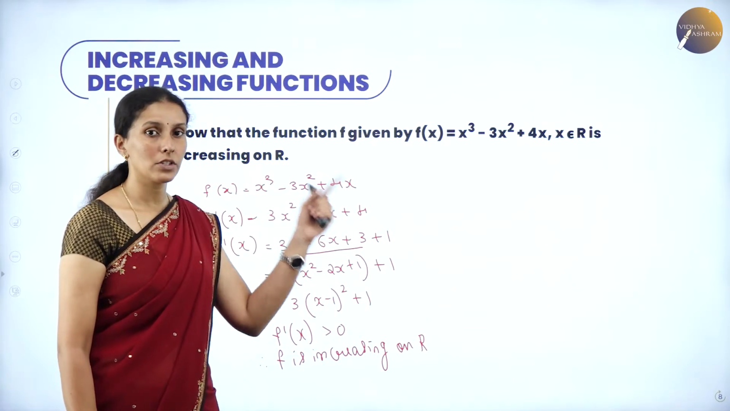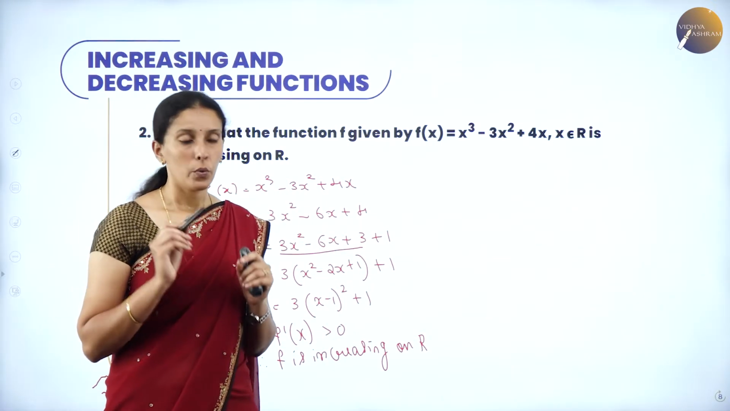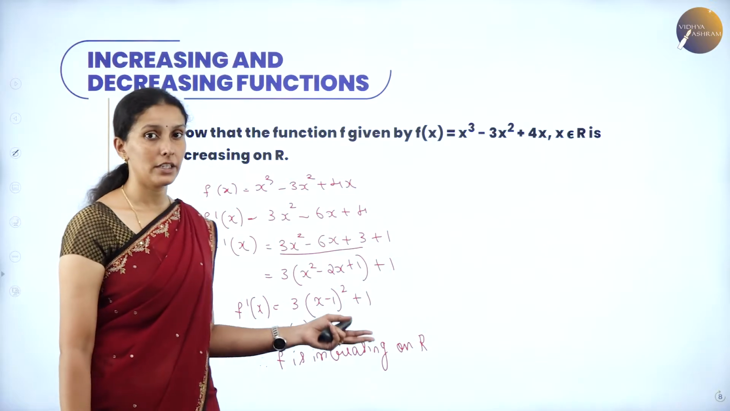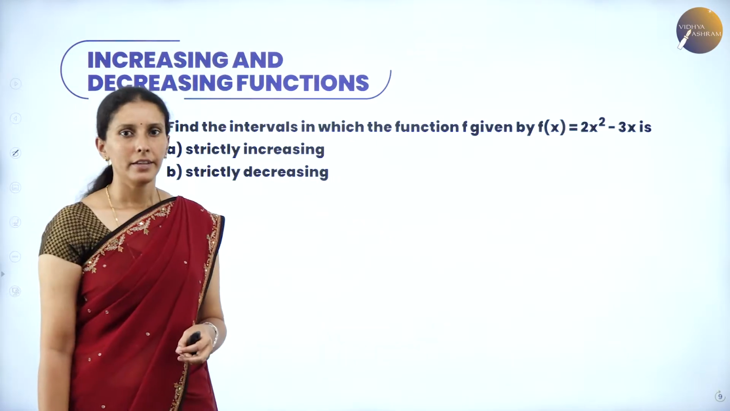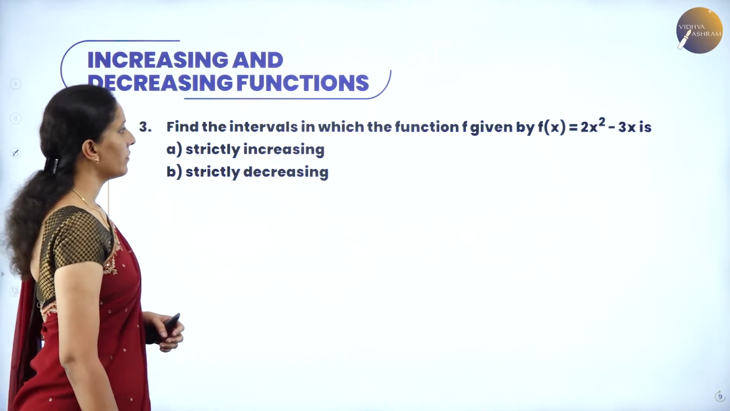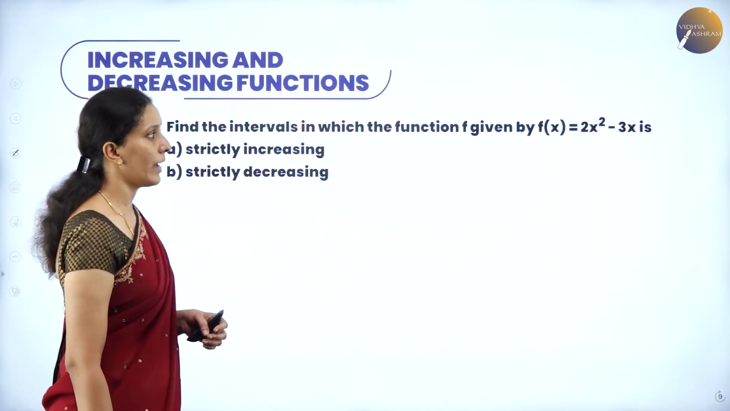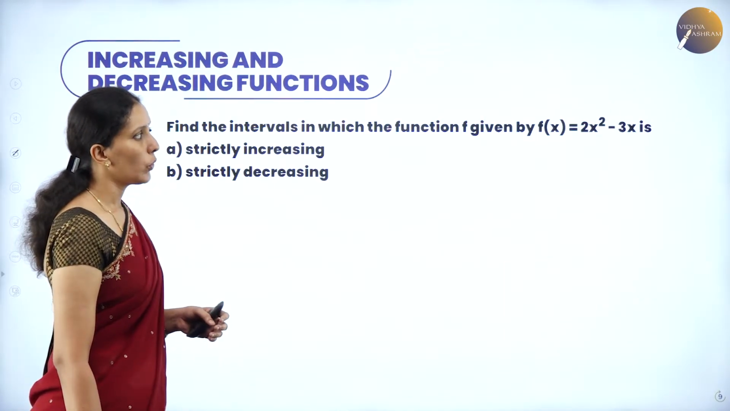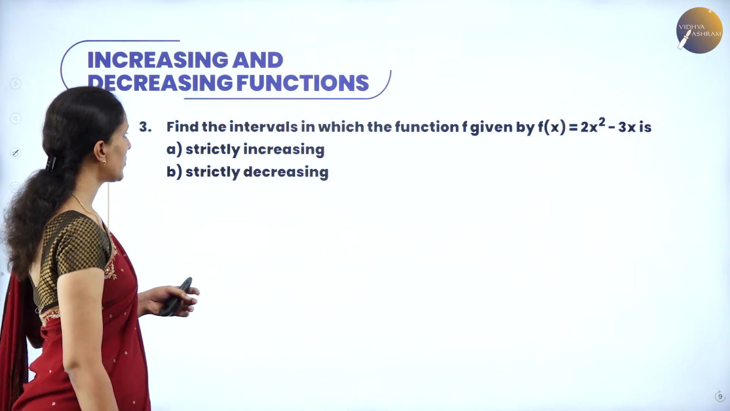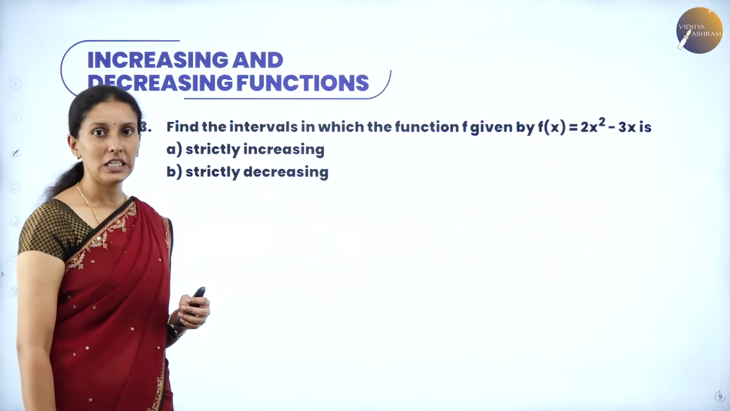That is, whether it is a positive quantity or a negative quantity, we can verify whether f is increasing or decreasing. Next question. Find the intervals in which the function f given by f of x is equal to 2x square minus 3x is strictly increasing, strictly decreasing.